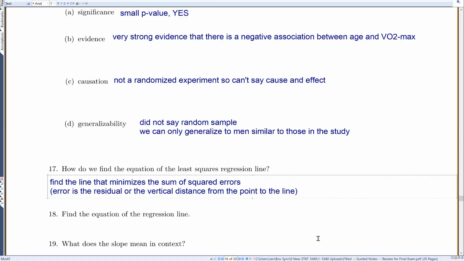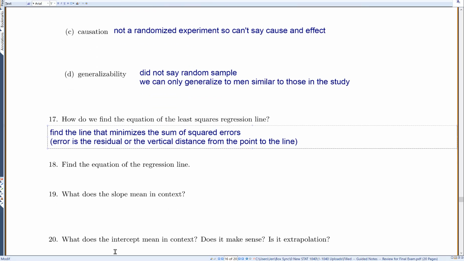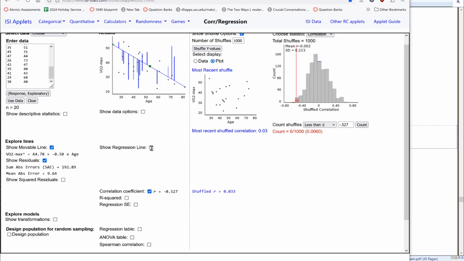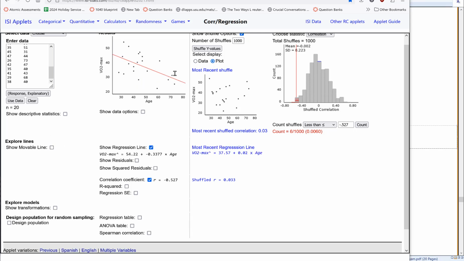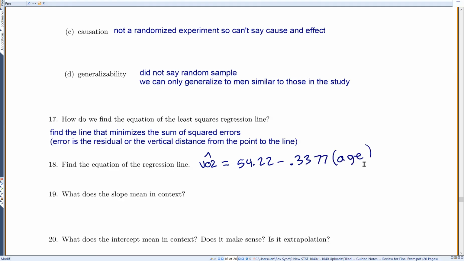Now, luckily, there are calculus-proven equations so I don't have to try thousands of lines and then pick the best one. All we have to do is come back to our applet and click show the regression line. Let's get rid of my line. We don't need to see that anymore. Okay. So here's the regression line. It is the line with the smallest residuals possible, and you just read the equation straight off of that. So it would be the VO2, and they put the little hat on it to tell you it's predicted, equals 54.22 minus 0.3377 times age.